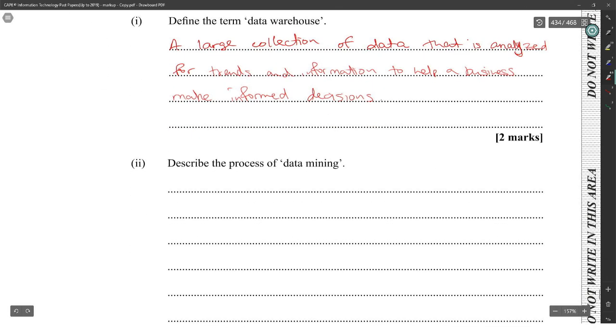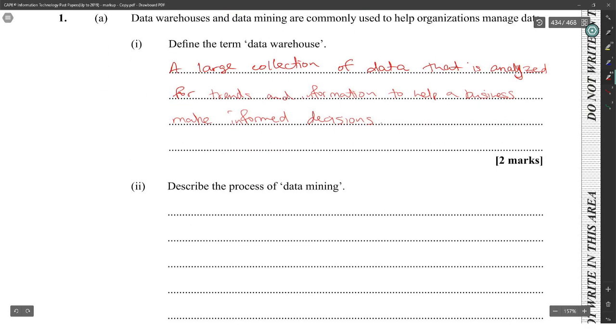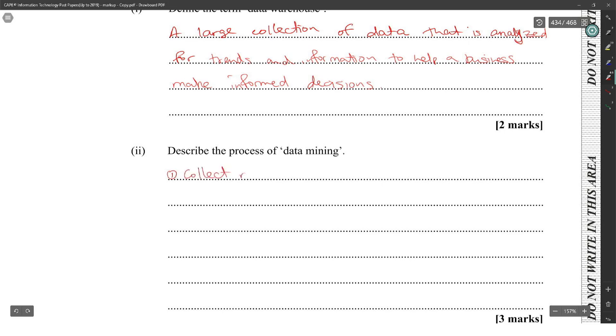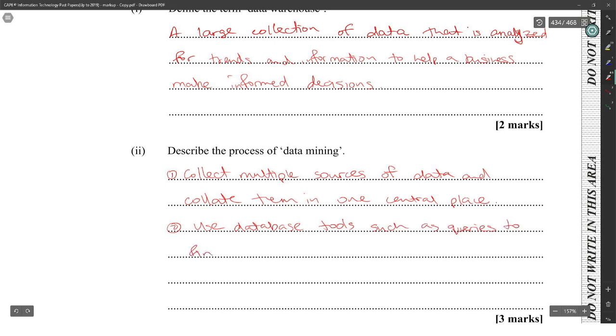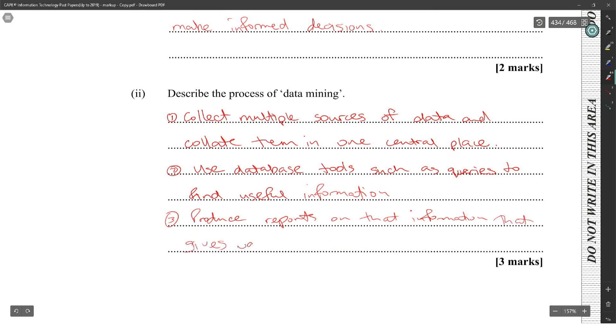Describe the process of data mining. One, you have to collect multiple sources of data and put them in one central location. Two, you would have to use database tools such as queries to find data and find useful information. And three would be to produce reports on that information that give value to the people that need it.